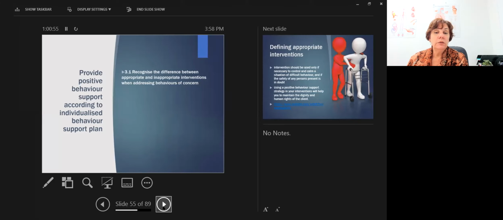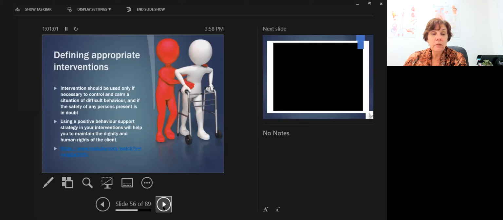So recognize the differences between appropriate and inappropriate interventions when addressing behaviors of concern. Interventions should be used only if necessary to control and calm the situation of difficult behavior, and if the safety of the person present is in doubt. Using positive behavior support strategies in your interventions will help you to maintain the dignity and the human rights of that client. Always try to approach our clients in a positive way. Gone are the days where we tied people up or drugged them up. It is just not part of the care standards anymore, and we try to avoid doing that to clients.